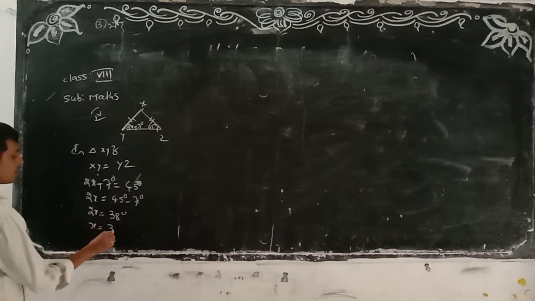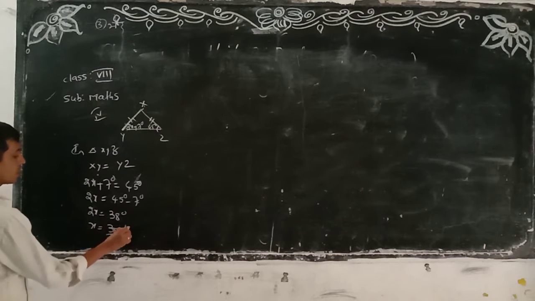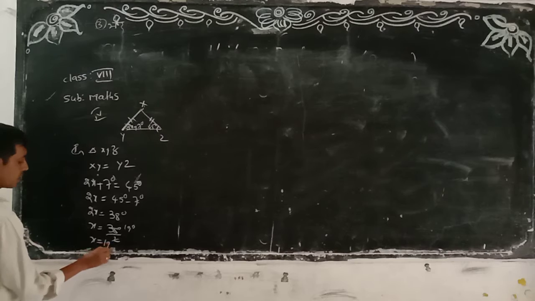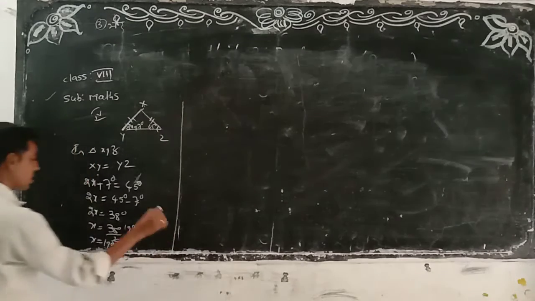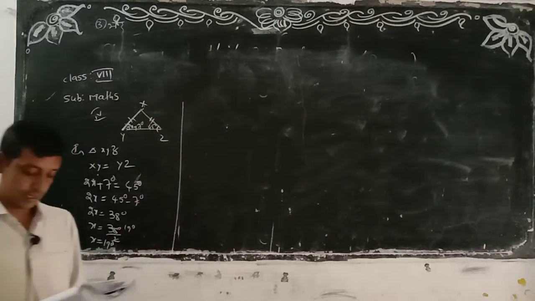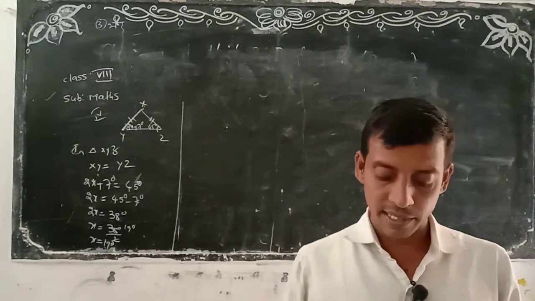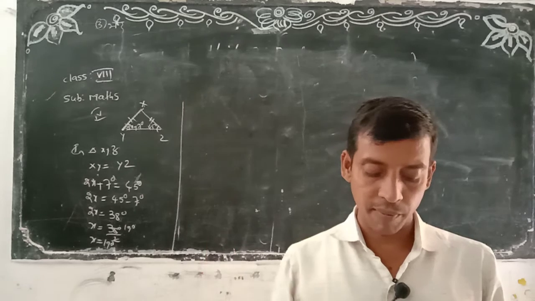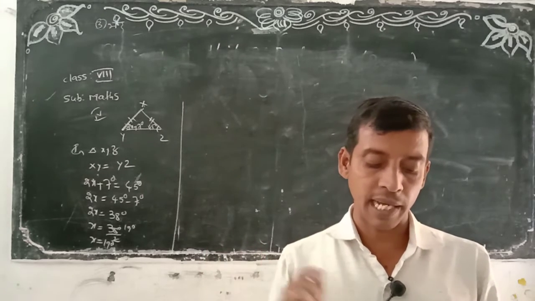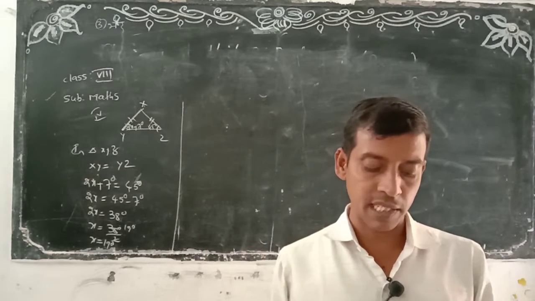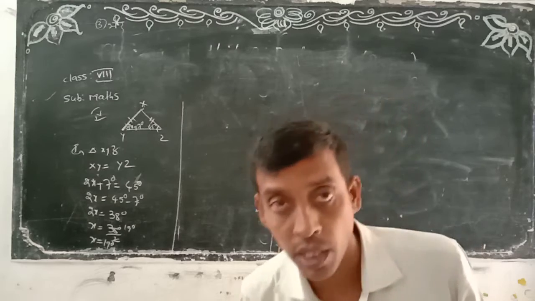X is equal to 38 by 2. 2 times 19 is 38. So x is equal to 19 degrees. Next, the fifth one is similar. Opposite angles are equal, so 3x plus 10 is equal to 2x. That is your homework.